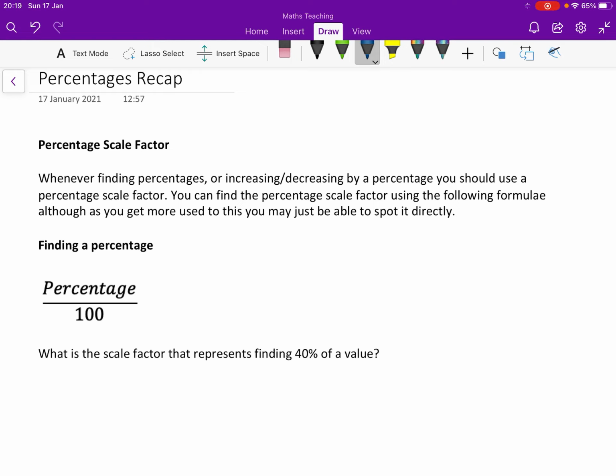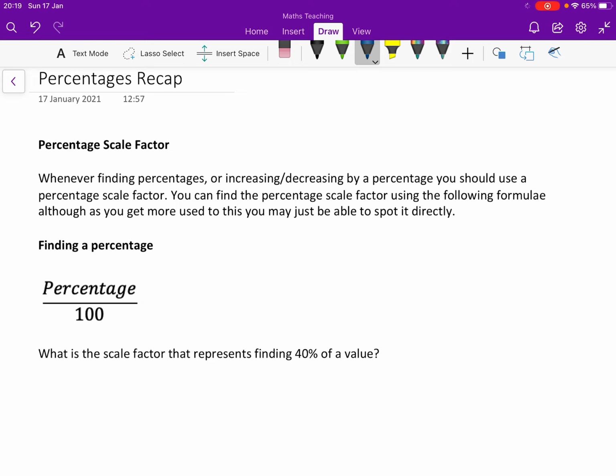You will have used many different methods for finding a percentage or working with percentages. But from now on, whenever finding percentages or increasing or decreasing something by a percentage, you're always going to start by finding the scale factor that represents that percentage. You can find this percentage scale factor using some of the formulae I'm about to show you.